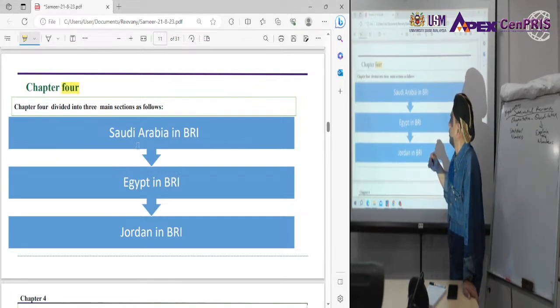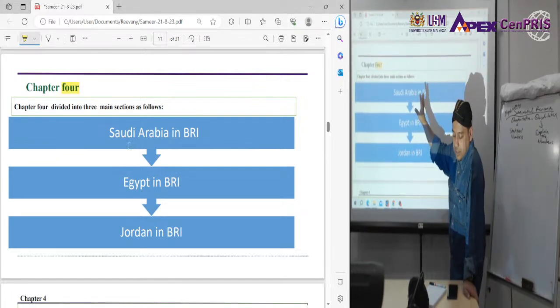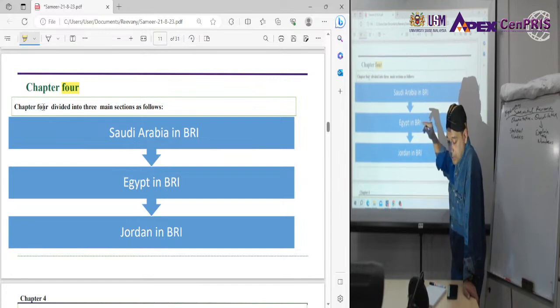Chapter 4 is divided into 3. So you check the grammar and all that. So I won't be noting it.